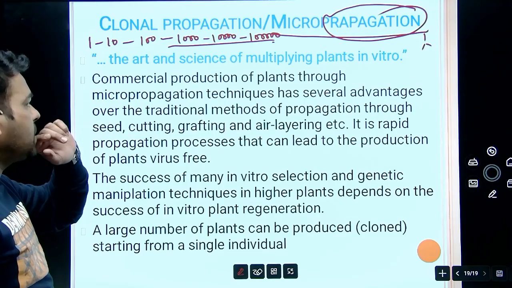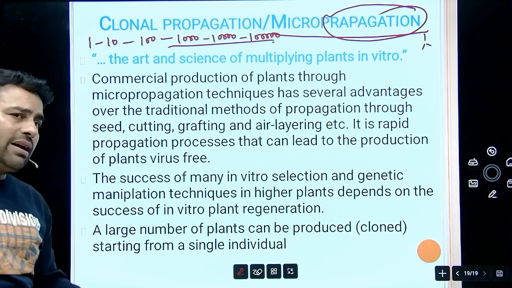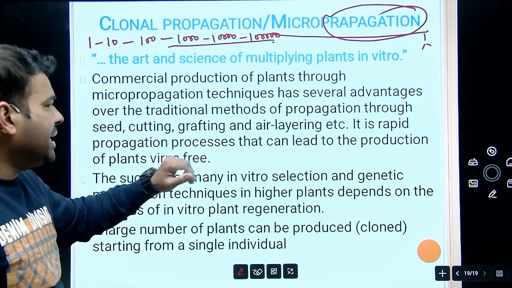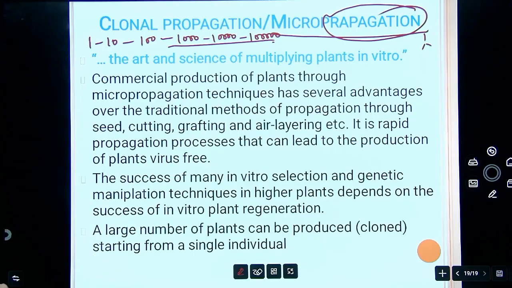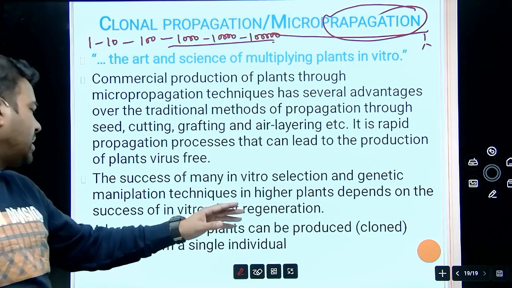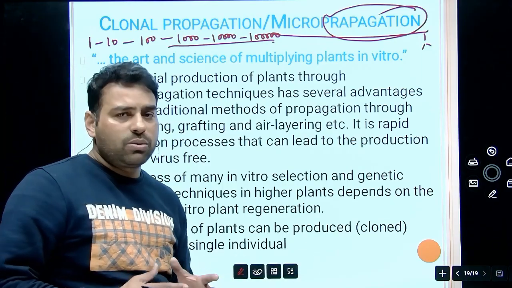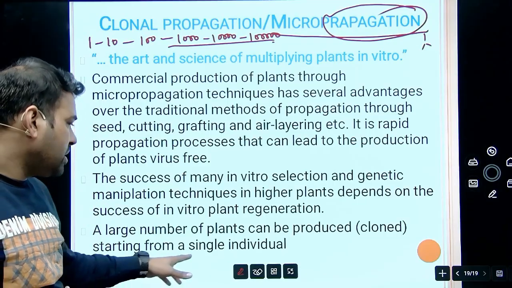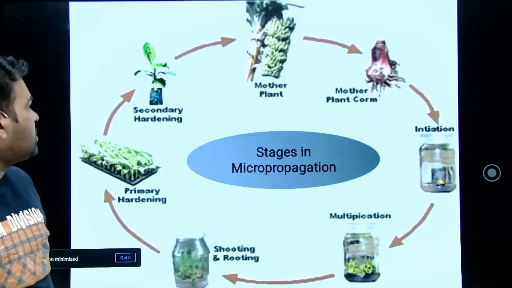The commercial production of plants through the micropropagation technique has several advantages. It has advantages over grafting, cutting, and seed air layering. The success of many in vitro selections and genetic manipulation techniques depends on the success of in vitro plant regeneration. A large number of plants can be produced. Cloned plants can be produced in a small space, in a small time, by using a single individual. So this is micropropagation.